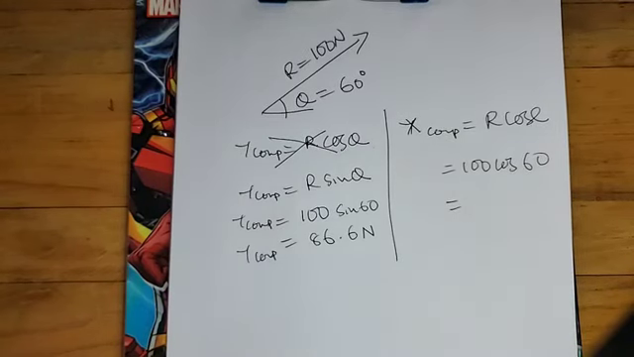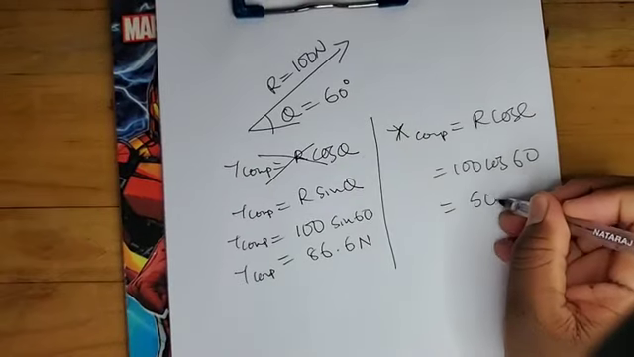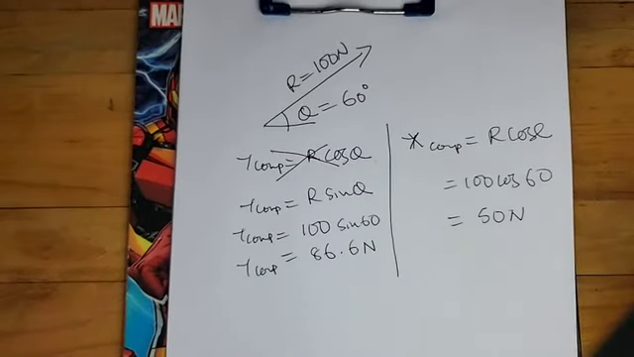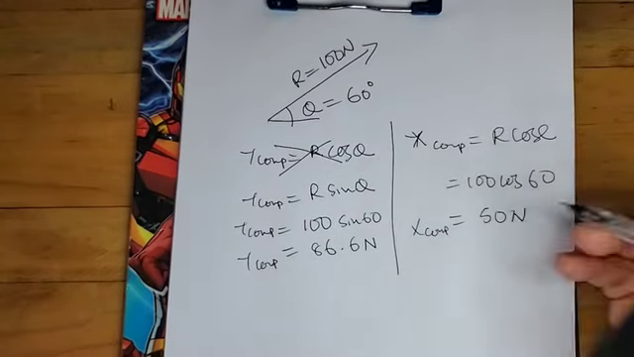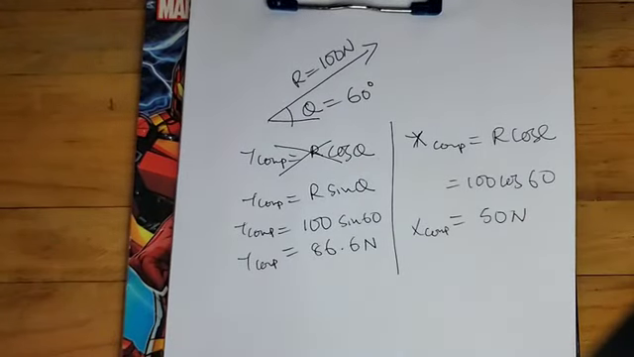Okay, so Samuel tells us this will give us 50 newtons. Excellent. So now you guys know how to split vectors into their components. Now let's learn how to put these vectors back together.